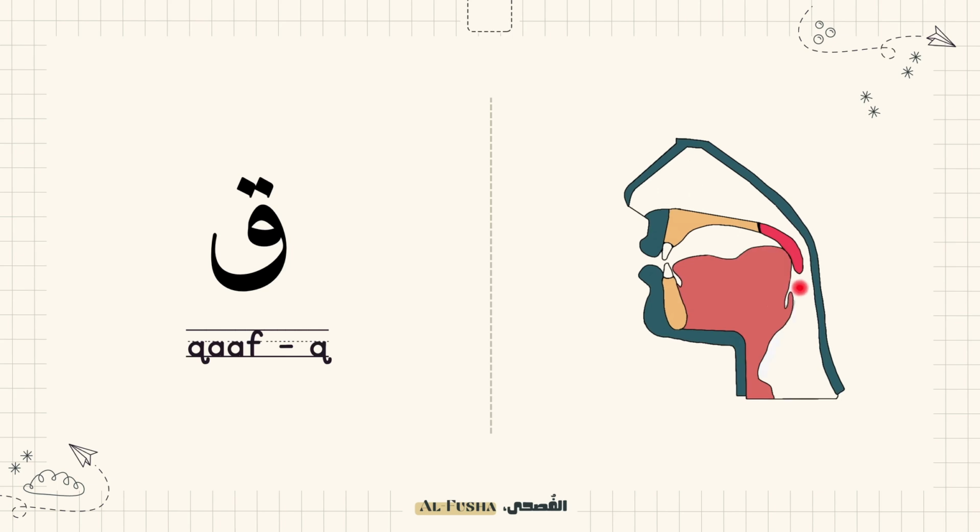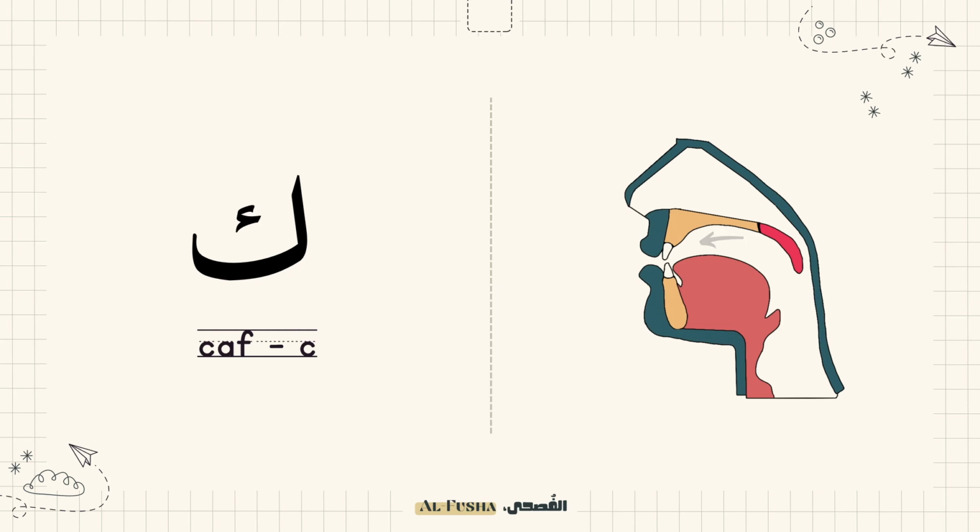Qaf. As you see, the back of your tongue goes up. Okay? And then you pronounce it that way with full mouth because it's one of the heavy letters. After qaf, we have kaf, kaf. Excellent. Lam, la, la.